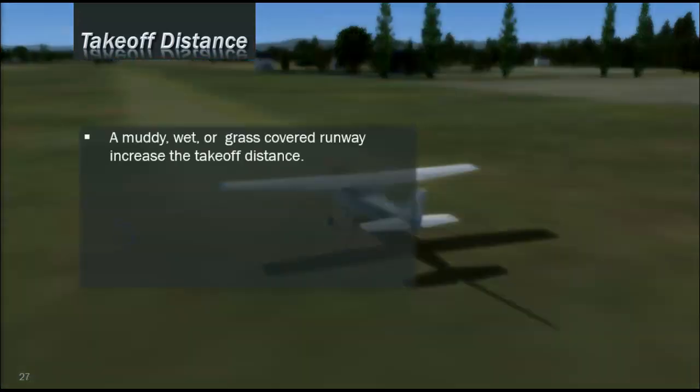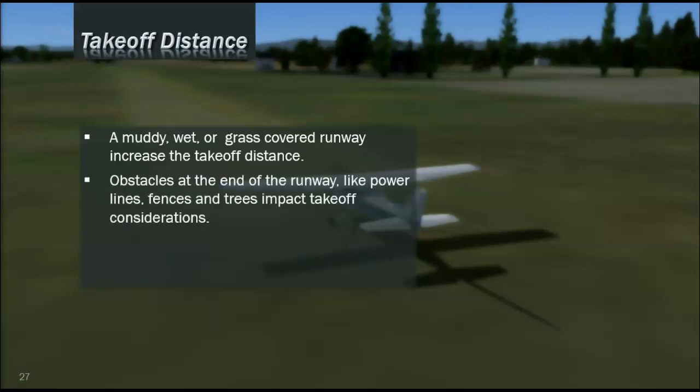Another factor is the runway surface. If you're taking off on a muddy, wet, or grass runway, that's going to increase your takeoff distance because of the friction caused by that surface. Obstacles at the end of the runway, like power lines and trees, especially at a grass field, can impact your takeoff considerations because you will have to be able to take off and climb and clear those obstacles.